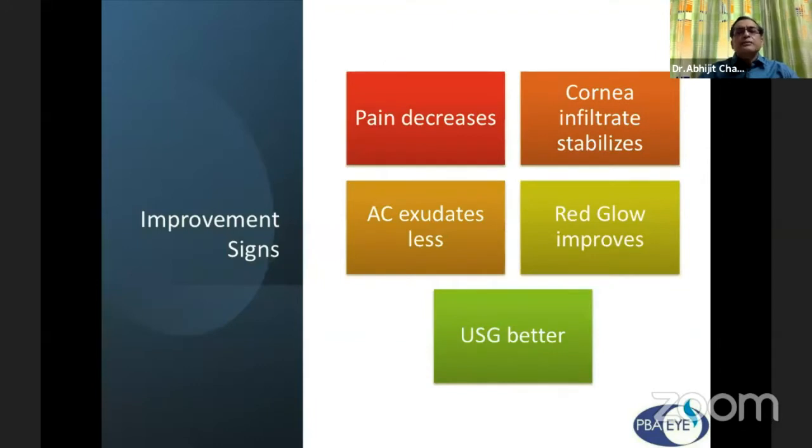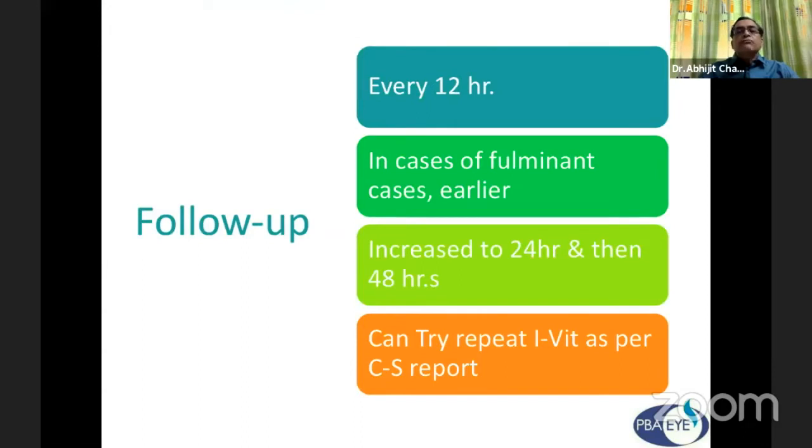So what are the improvement signs? Pain decreases, corneal infiltrate stabilizes, AC exudates are less, and the scan shows better results. Follow up every 12 to 24 hours we do, and in fulminant cases, particularly Pseudomonas, you may see them even earlier. As the eye improves, you go to 24 to 48 hours follow up. If after 24 hours it is stabilized, then you wait. If it deteriorates, then you go to the next step: either you repeat intravitreal injection or you go for vitrectomy.